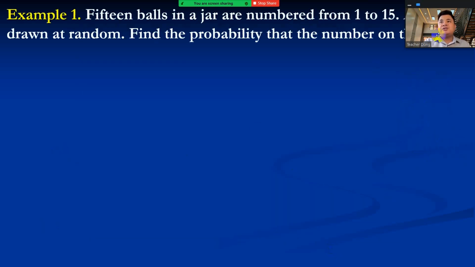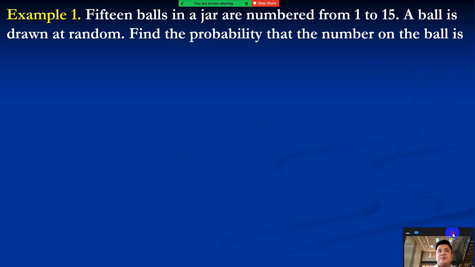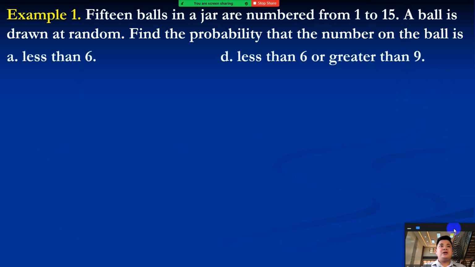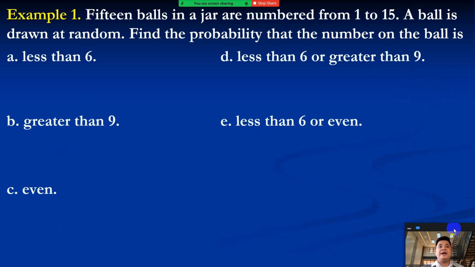Example number 1. 15 balls in a jar are numbered from 1 to 15. A ball is drawn at random. Find the probability that the number on the ball is A, less than 6; B, greater than 9; C, even; D, less than 6 or greater than 9; and E, less than 6 or even.